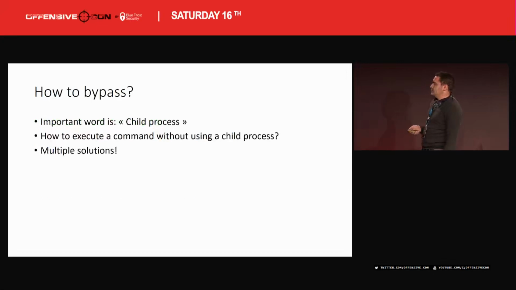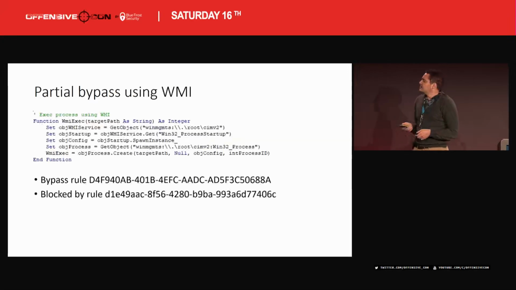So how to bypass this rule? Well, the important word is child process. If you want to bypass this rule, you just have to think about ways to execute a command without using a child process. And for that, you have multiple solutions on Windows. So first, we are going to see some restricted bypasses. One way is to use WMI. With WMI, you bypass the first rule.